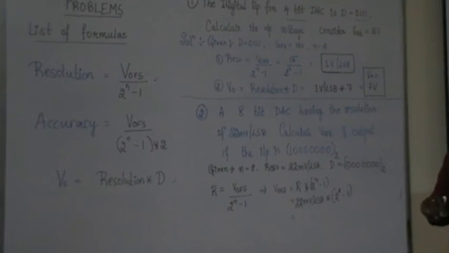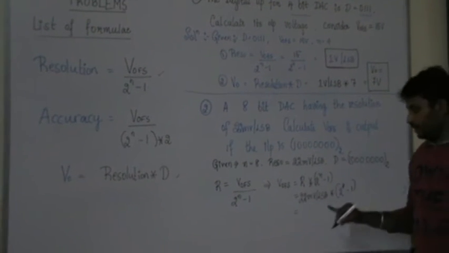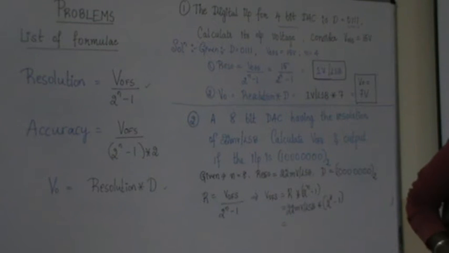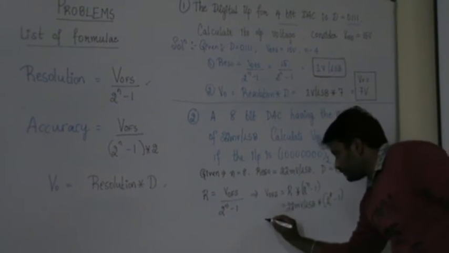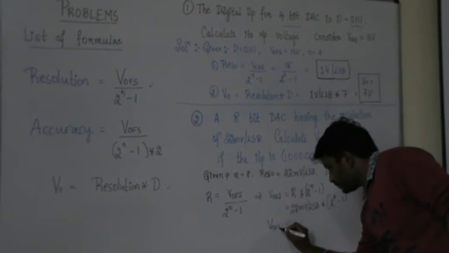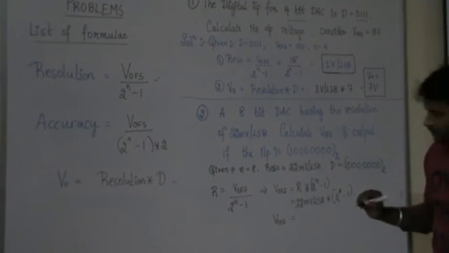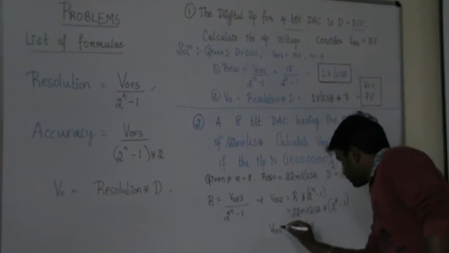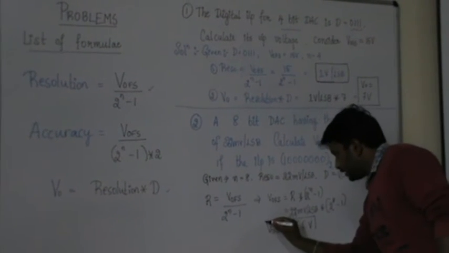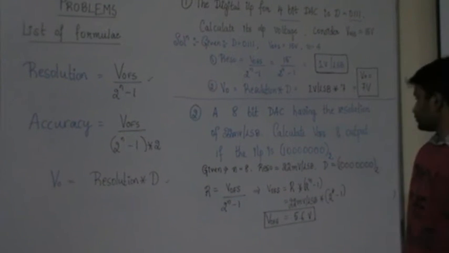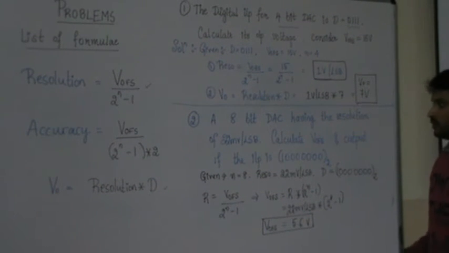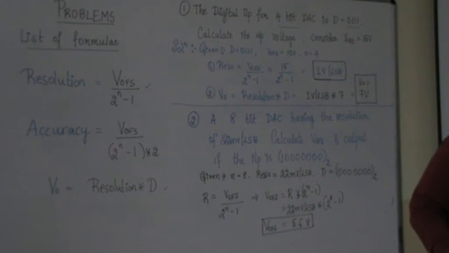So 2 to the power of n minus 1, what is the answer? You have to use the calculator. You will be getting the V0Fs as 5.6 volts. So this is the V0Fs. Next, what else do we have to find? We have to find the V0.